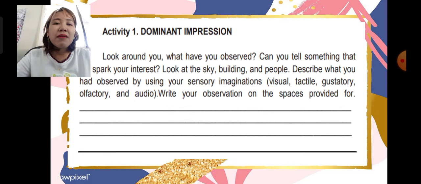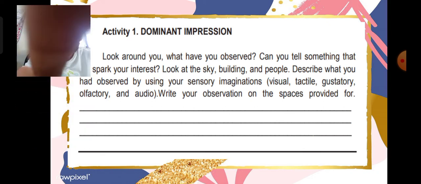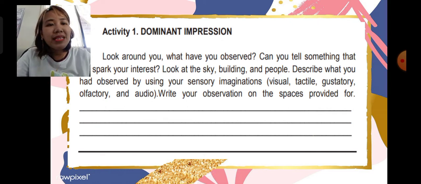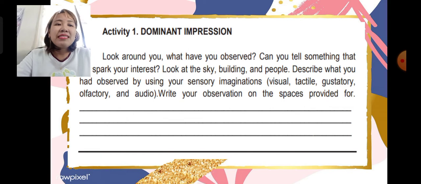So, dominant impression. So look around you. What have you observed? Can you tell something that sparks or will spark your interest? Look at the sky, building, and people. Describe what you had observed by using your sensory imagination. So what are those? These are the visual, tactile, gustatory, olfactory, and audio. So write your observation on the spaces provided for.